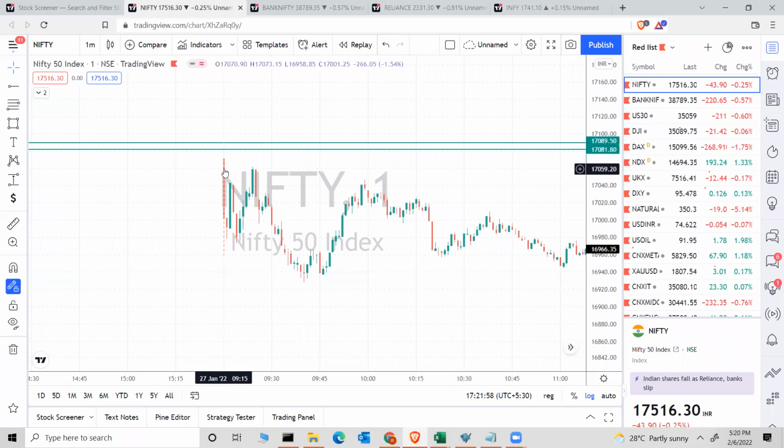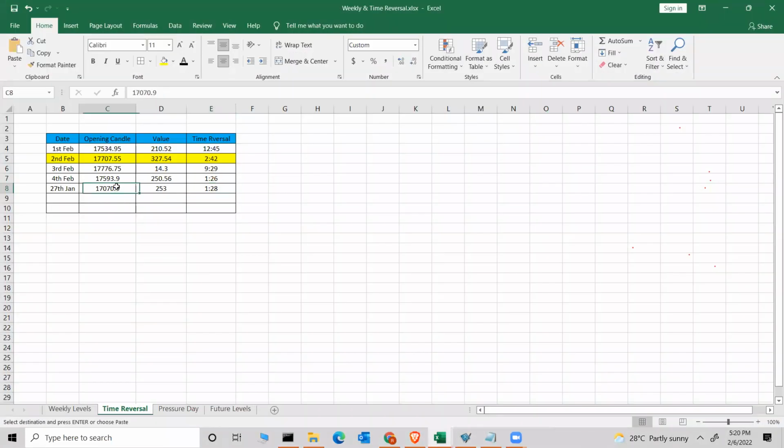27th. Okay, 9:15 opening value. Here you can see the opening value. The opening value is 17070.90. And the reversal value comes at 2 hours 53 minutes, which is nothing but, if you calculate 2 hours 53 minutes from the opening time of the market, which is 9:15, it would come to 1:28 p.m.